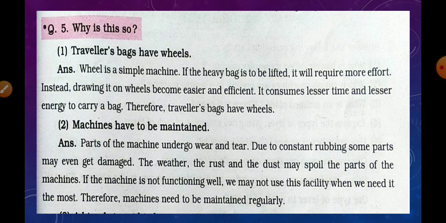And the second question, machines have to be maintained. Why is it so? Parts of the machine undergo wear and tear. Due to constant rubbing, some parts may even get damaged. The weather, the rust and the dust may spoil the parts of the machines. If the machine is not functioning well, we may not use this facility when we need it the most. Therefore, machines need to be maintained regularly.